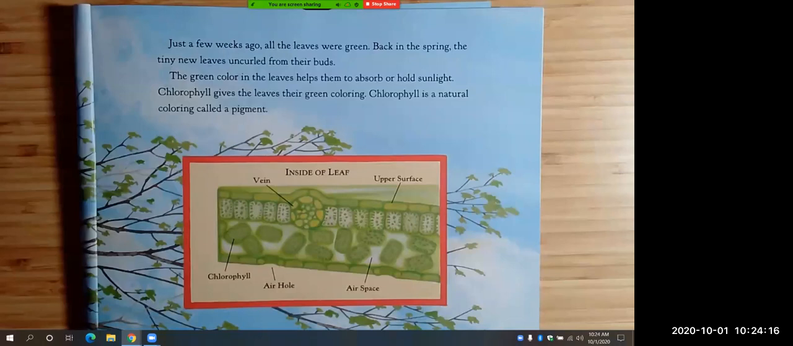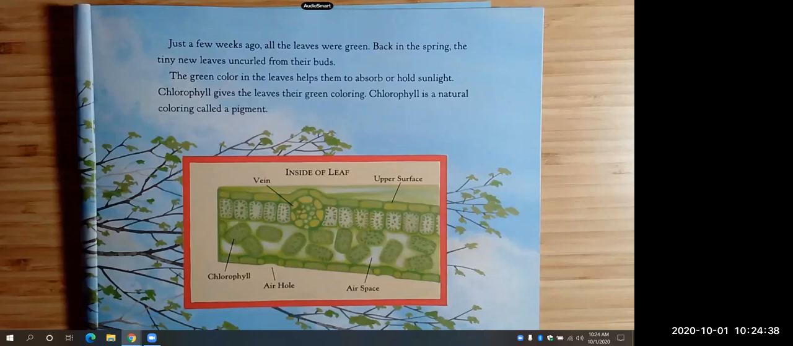I would like to gather a detail about what happens to leaves or trees during the spring. So you can help me. As I'm reading, listen carefully for what happens to leaves and trees during the spring. Here we go.